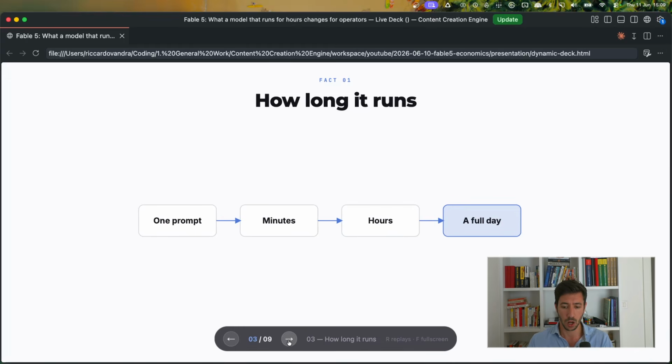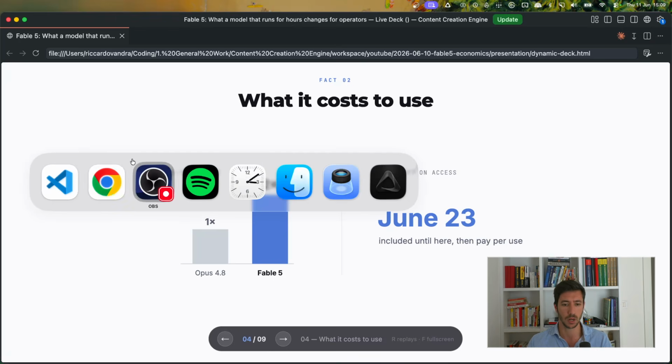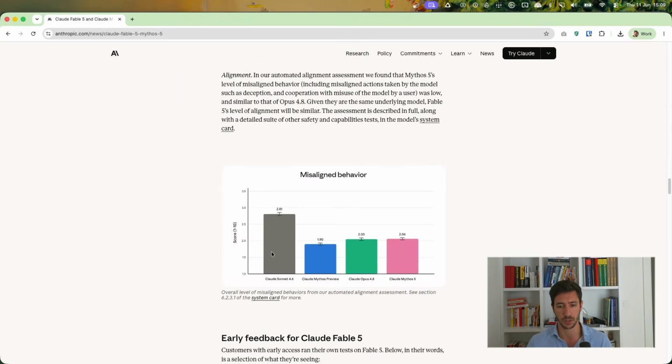On the other side, the next element here is the cost of the model itself. The model costs 2 times the previous model. We can access this through the subscription till June 2023. And so you can use the model till that time.